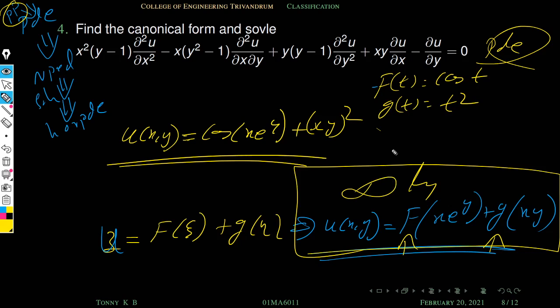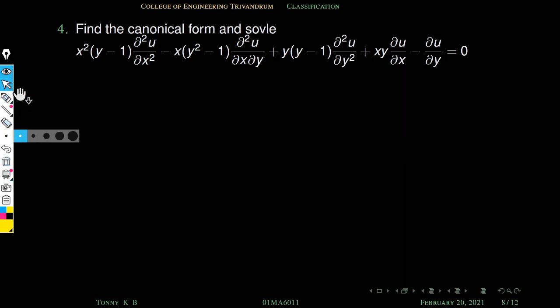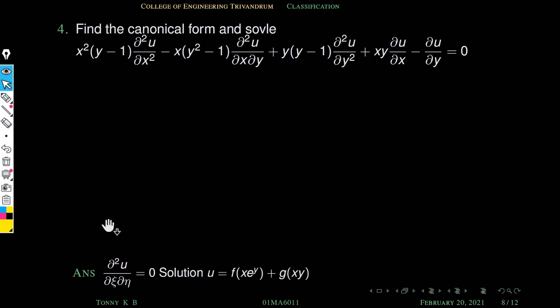That is all I have to say about the canonical form and how to solve. Yeah, this is the canonical form, this is the final solution, some arbitrary function of x e raised to y plus some arbitrary function of xy.